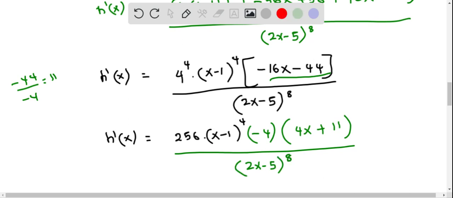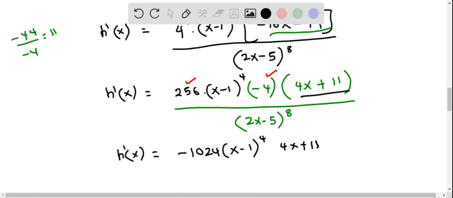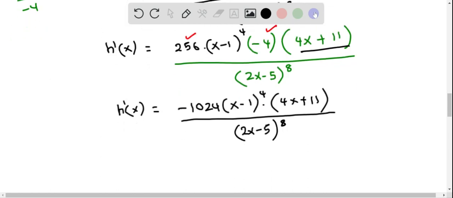Now we see that we can combine this number and this number. We multiply them together, and so we get h prime of x equals 256 times -4 equals -1024. And then we have the factor (x - 1)^4, and then the last factor 4x + 11, and this is all over (2x - 5)^8. And so this is the derivative of h of x in simplified factored form.